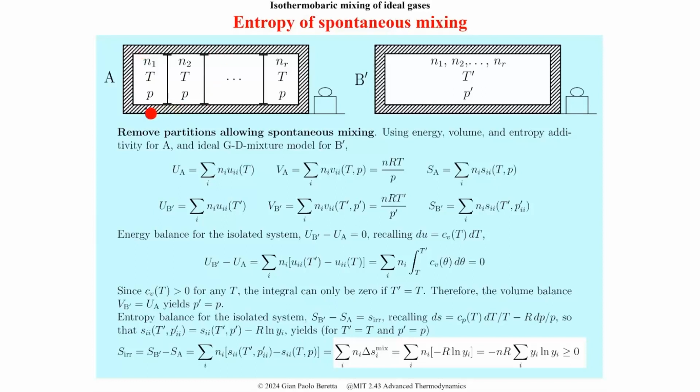And so we simply have to use additivity for energy, for volume, and for entropy, and sum up the energy of each one of them. Since U is the specific energy, the energy of this system is obtained by the specific energy times the amount, and then I sum, and that's the additivity. And the same for volume, the same for entropy.